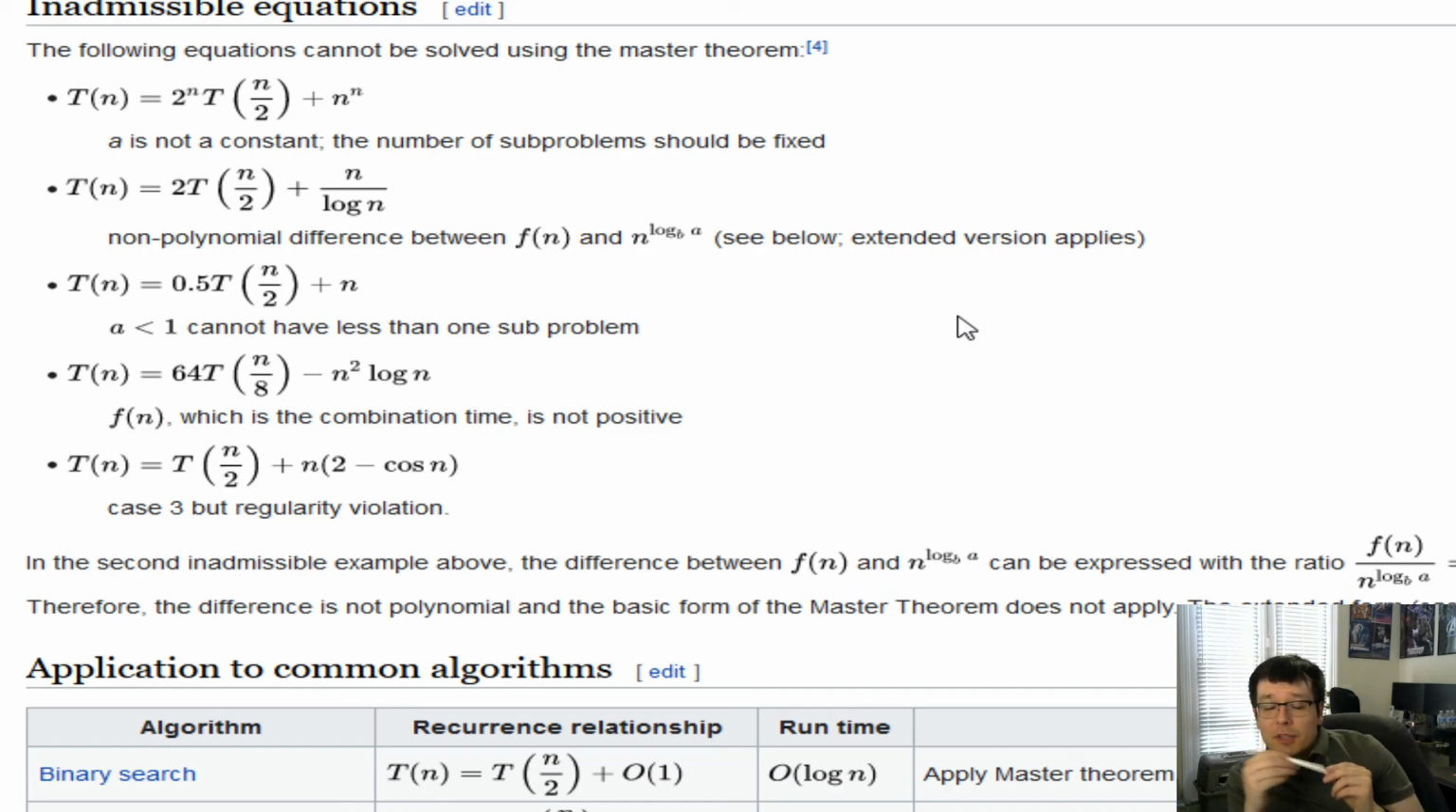So anyways, these are some weird ones. I'm not going to try to trick you on tests and things like that. I'm just making you aware of this, because when you're doing your assignment, if you try to use the Master Theorem on something you shouldn't, it's going to give you a completely wrong time complexity for your problem. So it's good to check that.